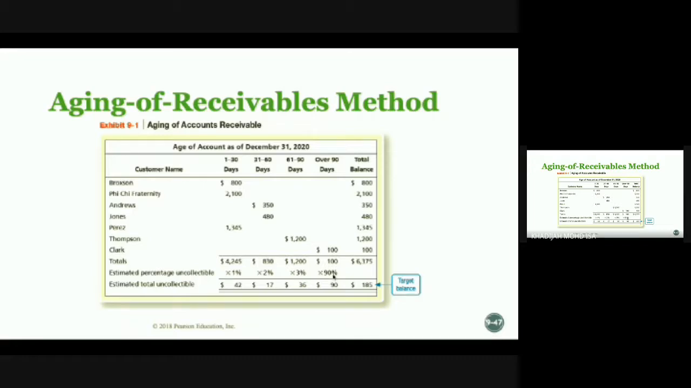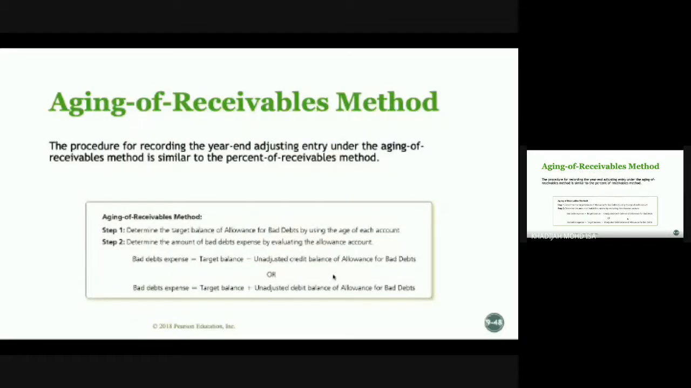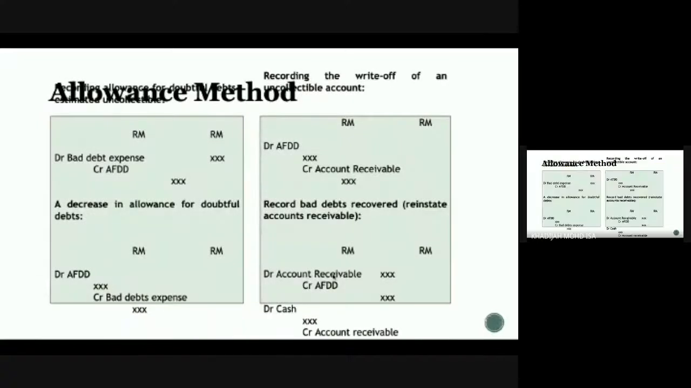So that 185 you're going to debit in your bad debt expense, and you have this account AFDD, which is your allowance for bad debts just now. AFDD, yeah, they call it AFDD. What is AFDD? Allowance for doubtful debts, right? But previously what we called it is allowance for bad debt, so it's the same account actually. If you want to put it short, you can just put AFDD. So debit your bad debt, credit your AFDD, right?